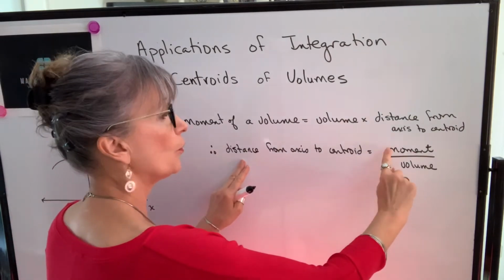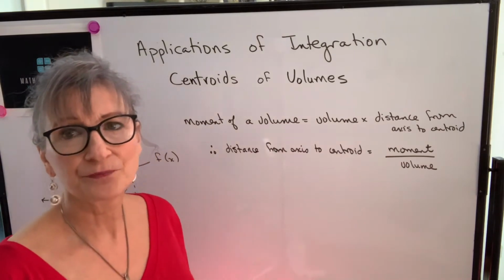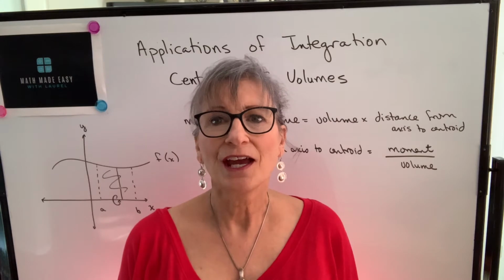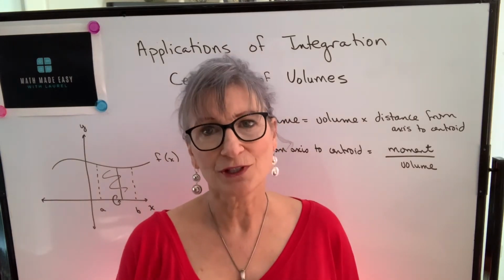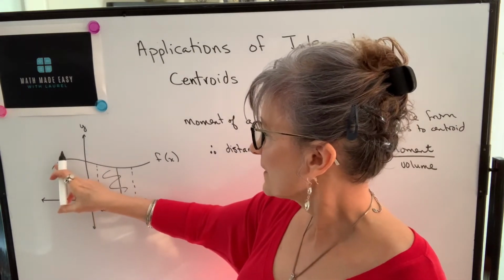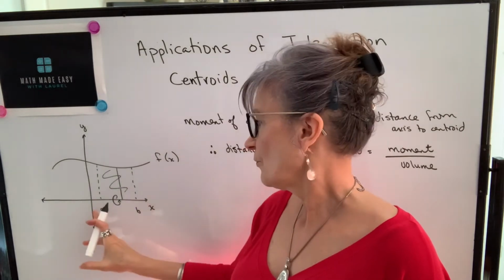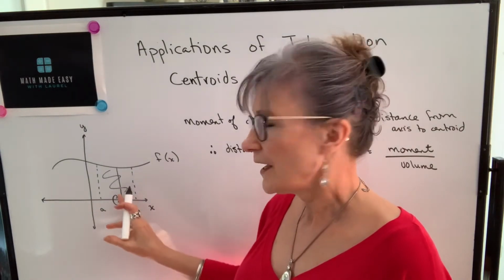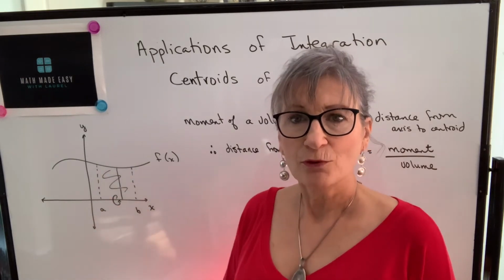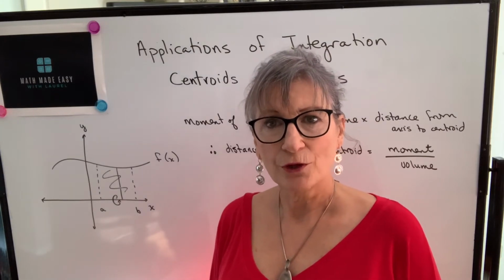It will equal the total, or the sum of the first moments, divided by the total, or the sum of the volumes. The way that we're going to find the sum of the first moments is through integration, and the way that we're going to find the total volume is through integration. So if we take a look at an area that's bounded by f of x as well as the x-axis, from x equals a to x equals b, and if we were to rotate that area around the x-axis, it would form a volume. We're going to be finding the centroid of that volume.